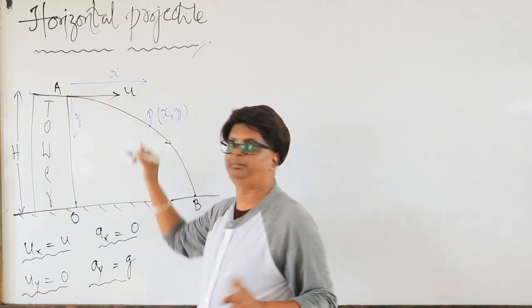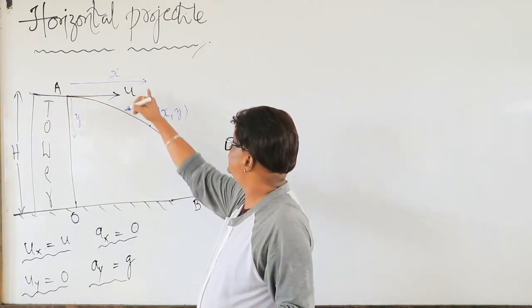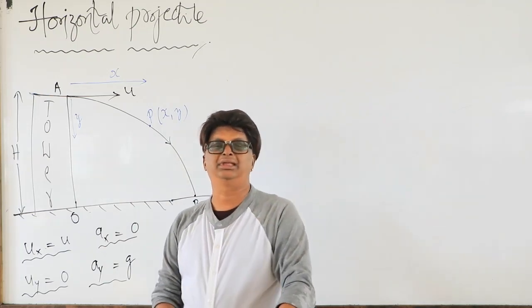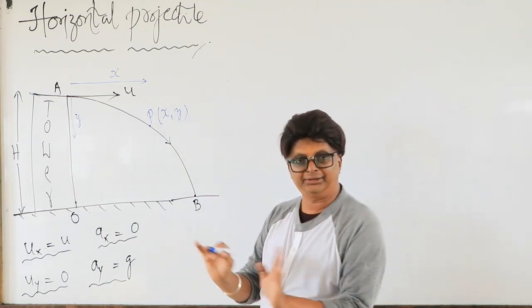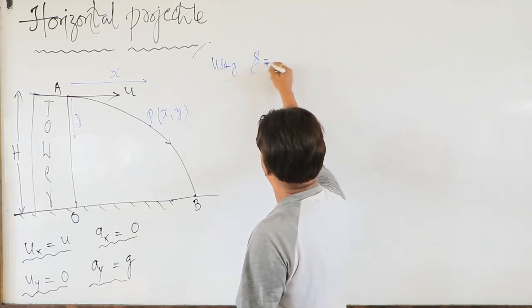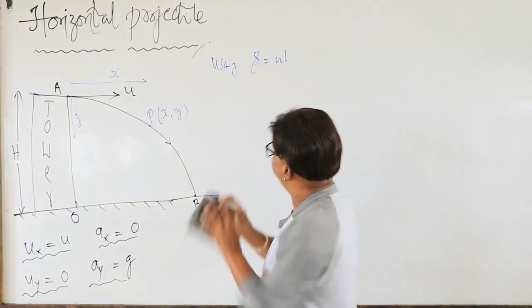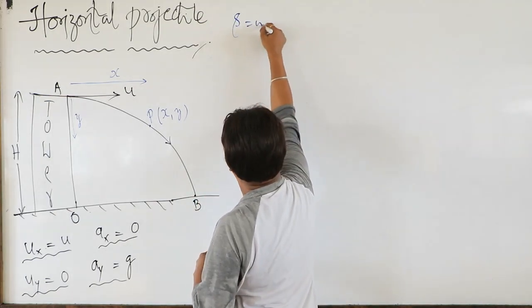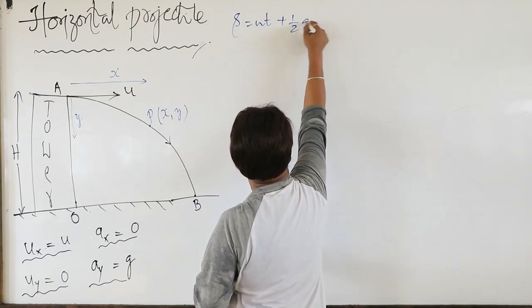After the projection, from A to P, the horizontal displacement is x, the vertical displacement is y, and the time interval is small t, right? Therefore, again I am writing s is equal to ut plus half a t square, because this was our starting point. Remember, the same is the case here also. S is equal to ut plus half a t square.